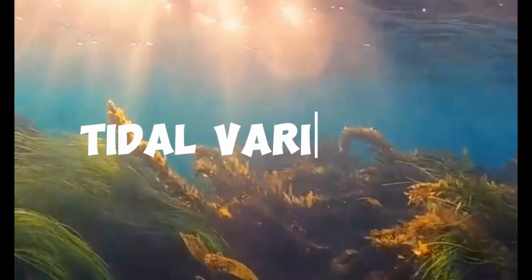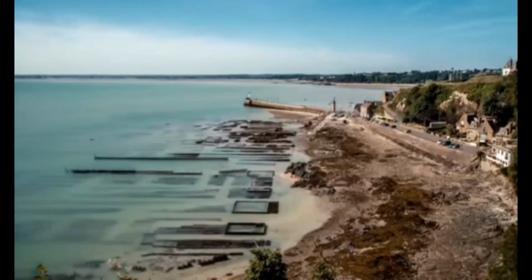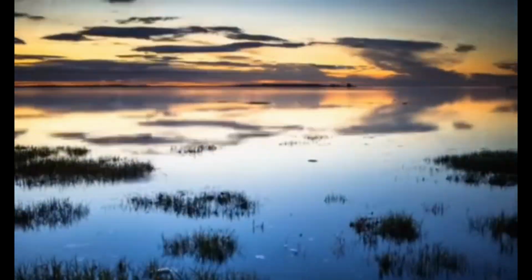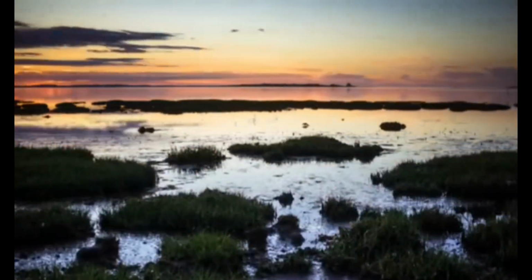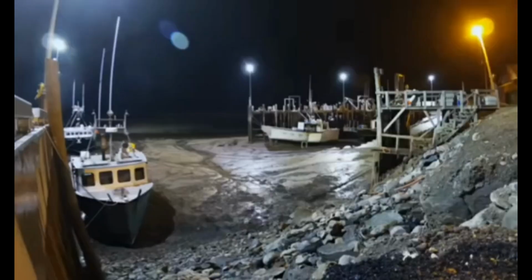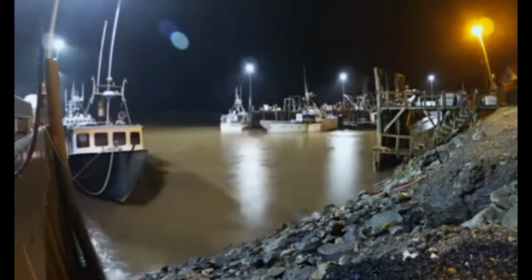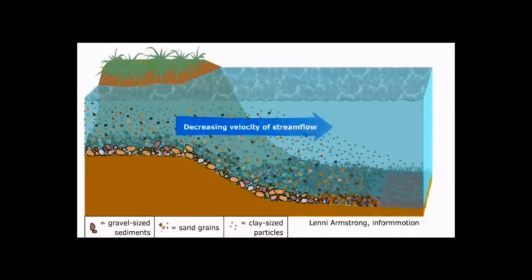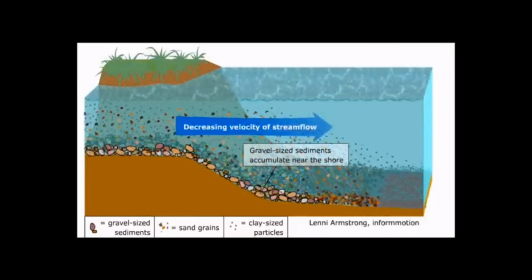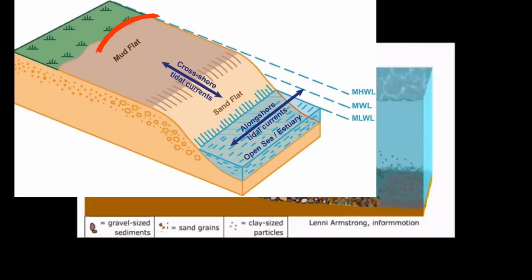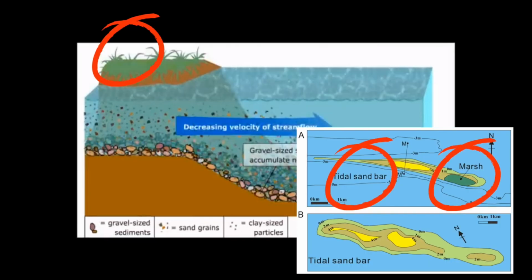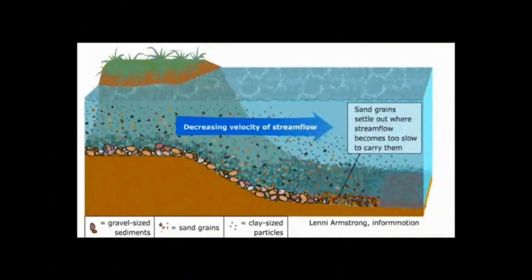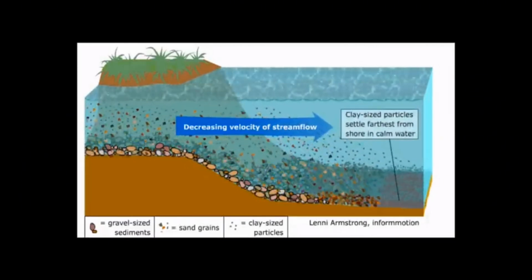Next, tidal variation. Tides in estuaries cause regular fluctuations in water levels, exposing intertidal zones and influencing nutrient transport and sediment deposition. Sediment composition. Estuaries accumulate sediment carried by rivers and ocean currents, forming mudflats, sandbars, and marshes. The composition of these sediments influences habitat structure and nutrient availability.